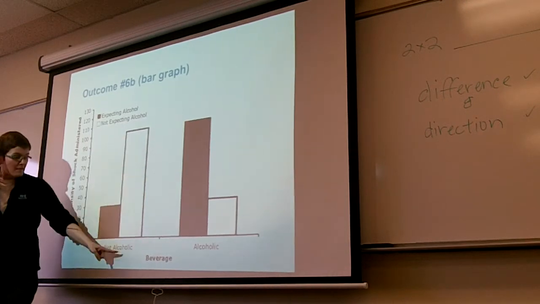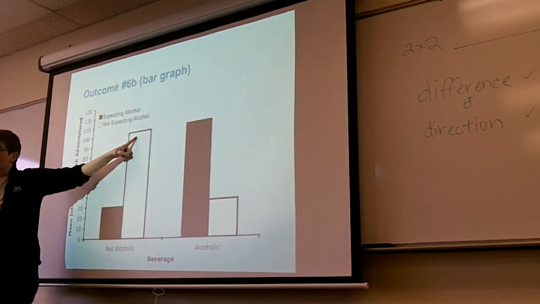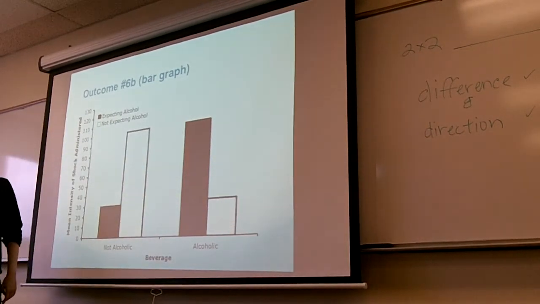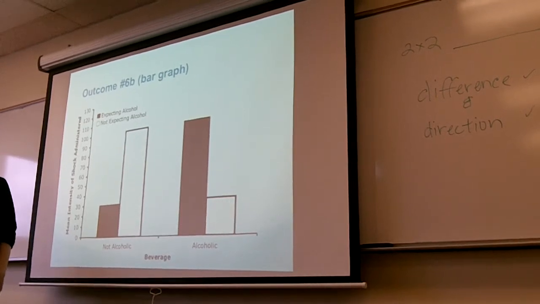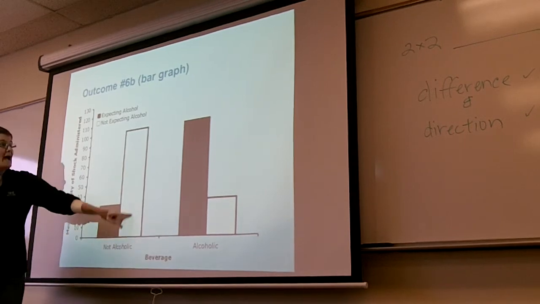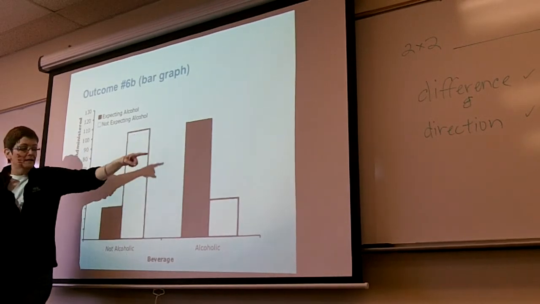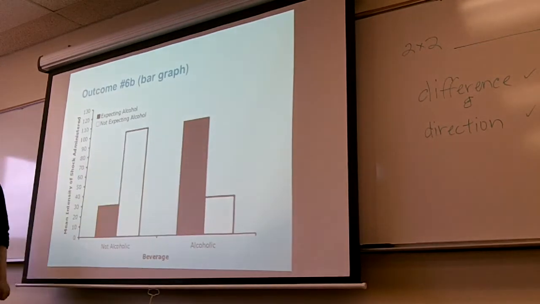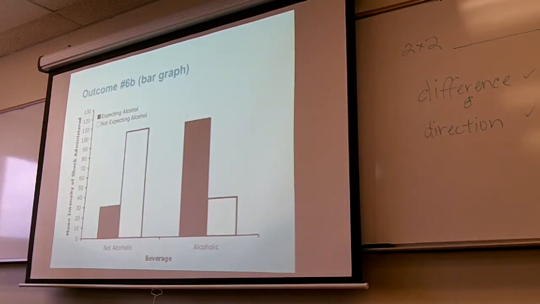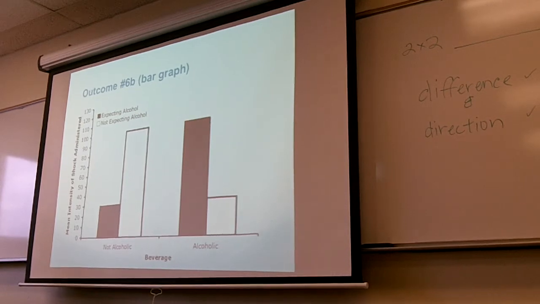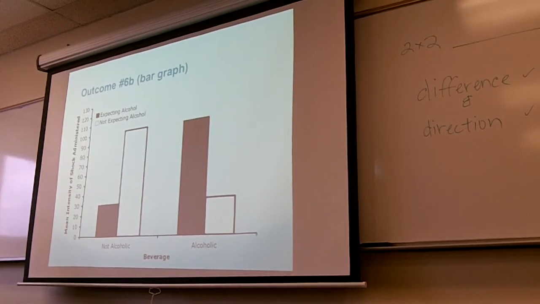On this side, the people who were not expecting alcohol behaved a certain way, and here, the people who were expecting alcohol behaved a certain way. Here, it's the people who got no alcohol and weren't expecting it who shocked a lot. And over here, it was the people who got an alcoholic beverage and were expecting it that shocked a lot. There's a difference. What they have in common is that they got what they thought they were going to get. Their expectations were met.